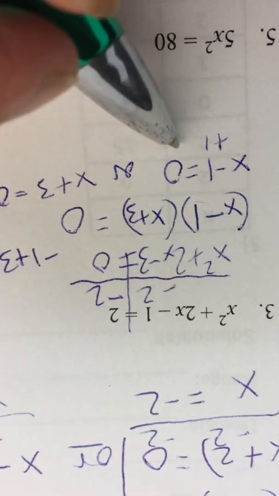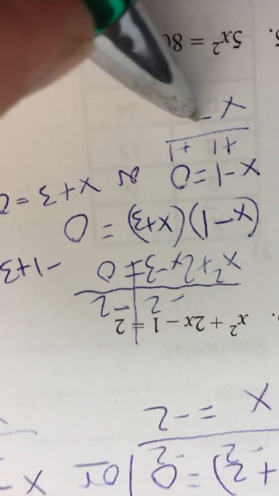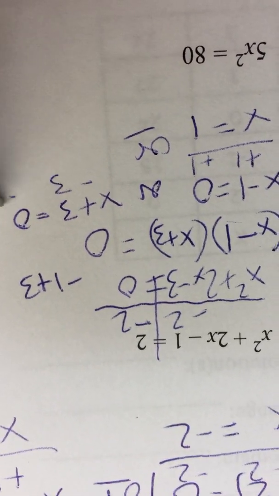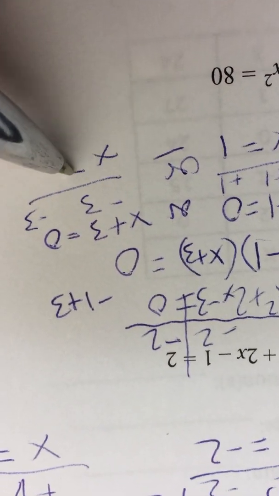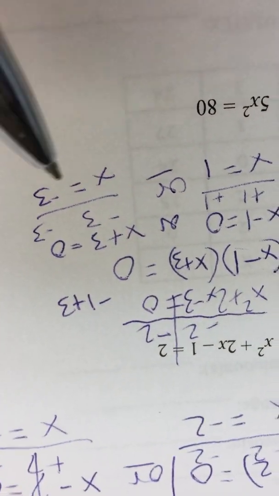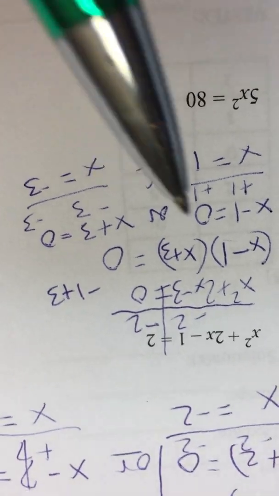So add 1 to both sides. What does x equal? X equals 1. Or if you subtract 3 on both sides, x equals negative 3. So if you were to graph this parabola, it crosses at positive 1 and negative 3. So those are the two answers that x could have been.